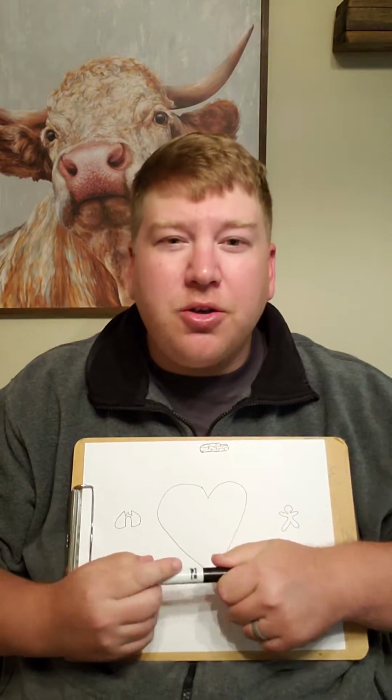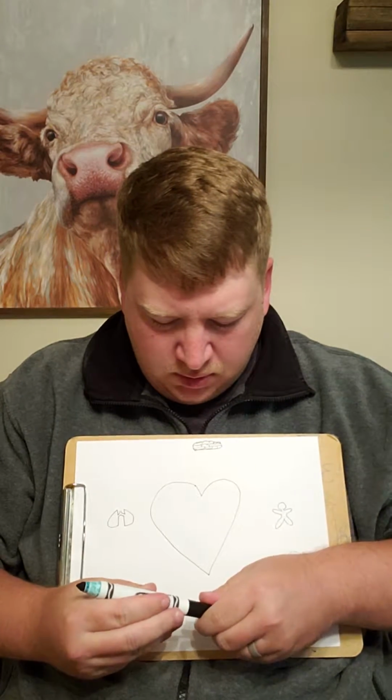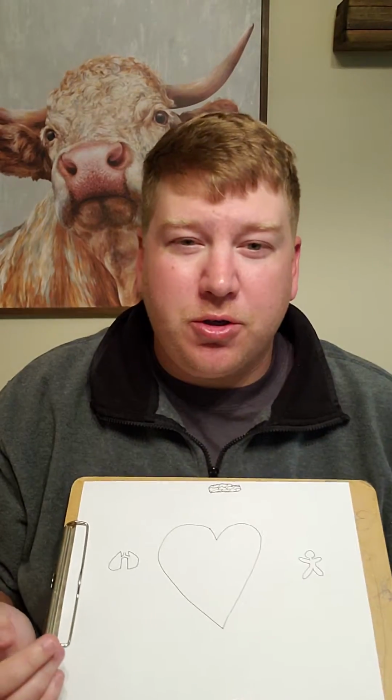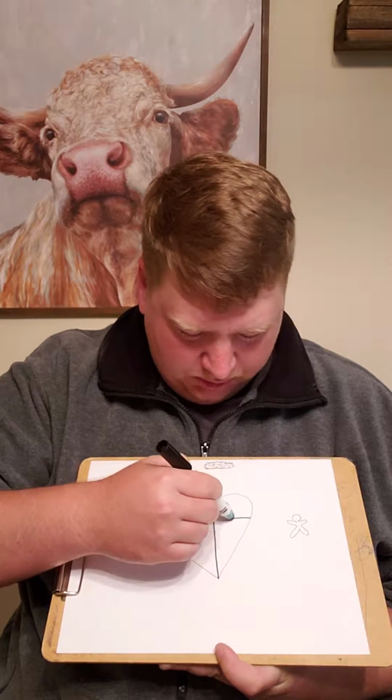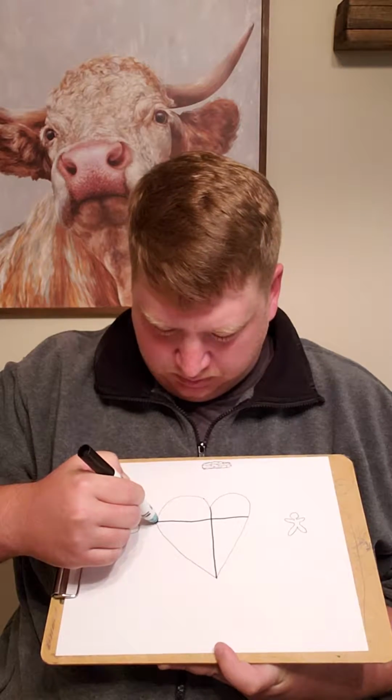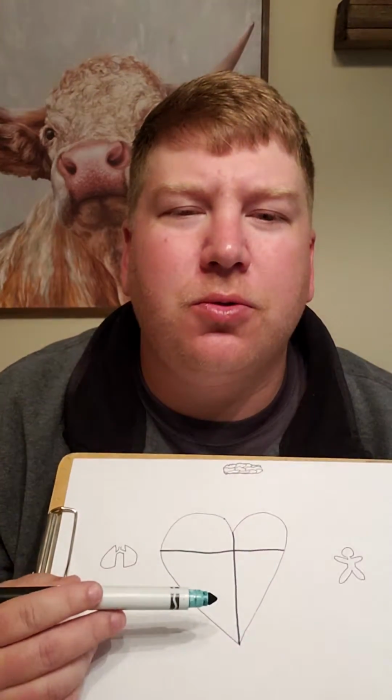So, in your heart, you have 4 chambers. At the top, you've got 2 atriums. At the bottom, you've got 2 ventricles. The ventricles are bigger.